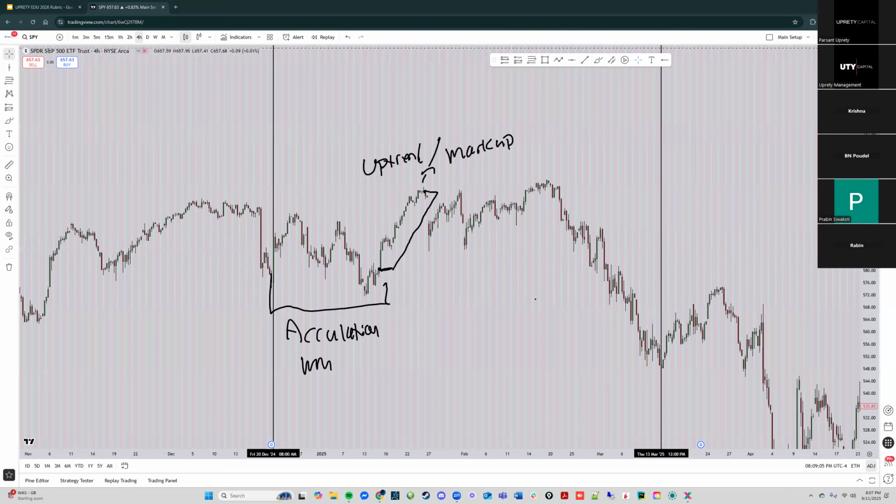After we have the markup, then we have distribution. Remember, this right here is called distribution. So kind of follow me here. Let's go back to the psychology before we get into the last phase. We have accumulation. This is where funds are buying their shares. So they're buying before everybody else.